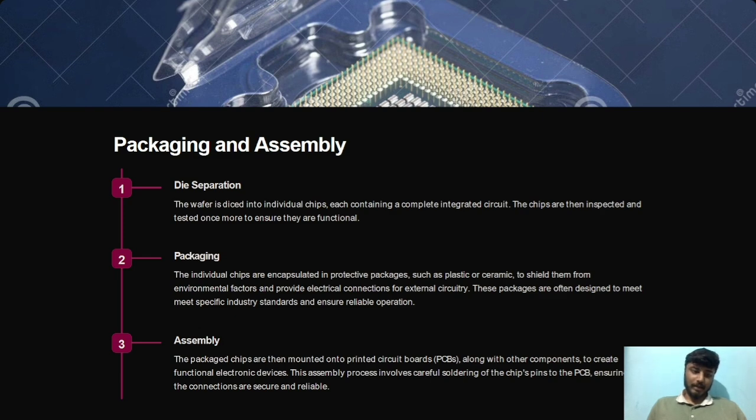Assembly. The packaged chips are then mounted onto printed circuit boards along with other components to create the functional electronic devices. This assembly process involves careful soldering of the chip's pins to the PCB, ensuring the connections are secure and reliable.